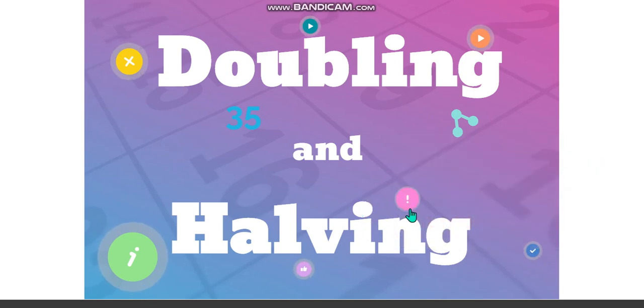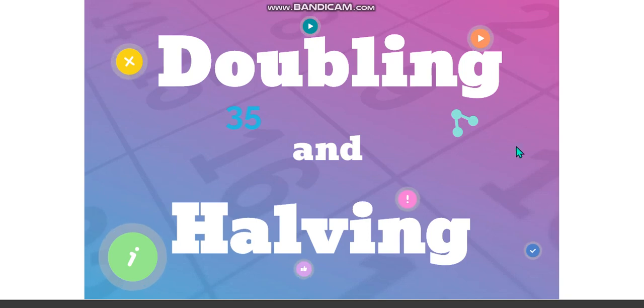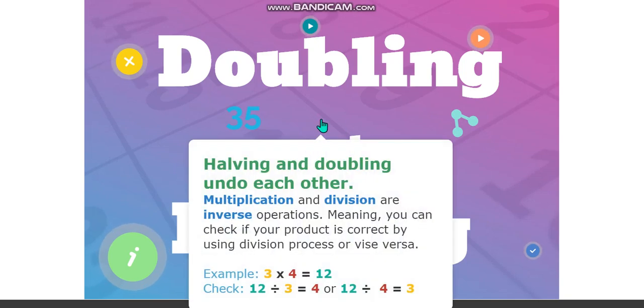Okay, let's have this one. Okay, again, half of 1 is half. Okay, so 1 whole pizza, half of the pizza is here, part, and then half as well. Okay, let's have this one. Halving and doubling undo each other. So later you will also have 2 videos to watch. Okay, why is it halving and doubling undo each other? Okay, so that's because multiplication and division are inverse processes or inverse operations.